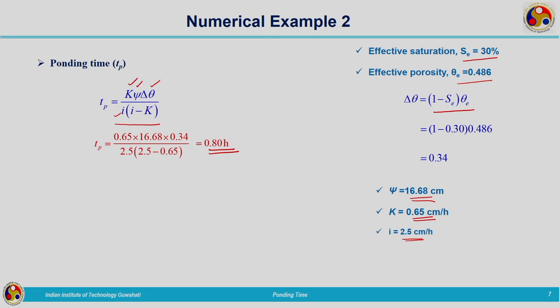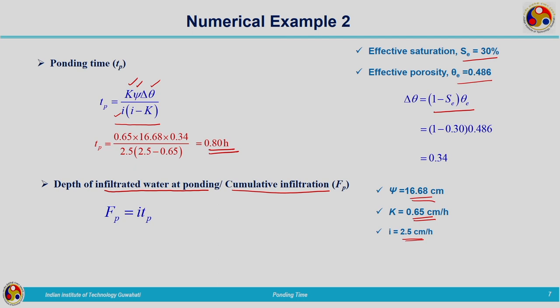Now, what is the thing which is asked in the question? We need to find the depth of infiltrated water at ponding or the cumulative infiltration F P. F of P, cumulative infiltration, intensity of rainfall is there, I is given to us, and time of ponding is also available to us. So by multiplying those two, we can calculate how much is the quantity of water infiltrated into the ground during that particular time of TP.